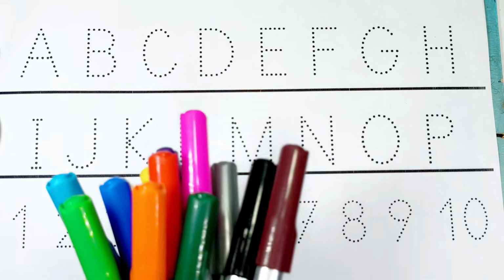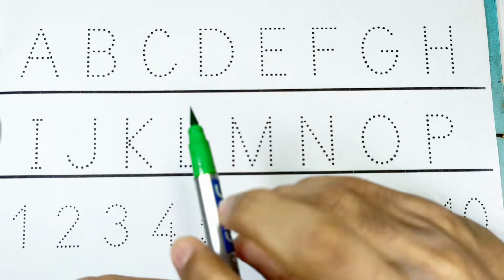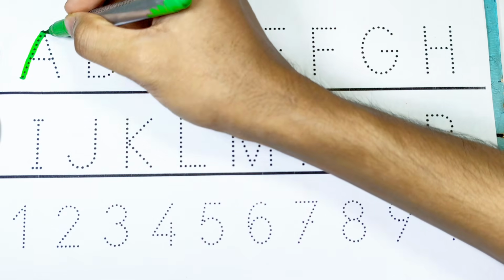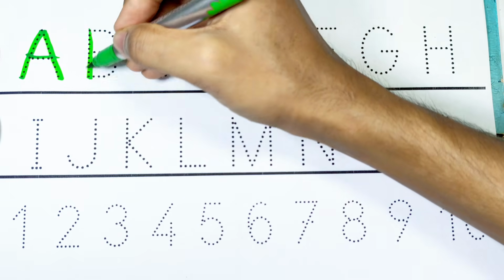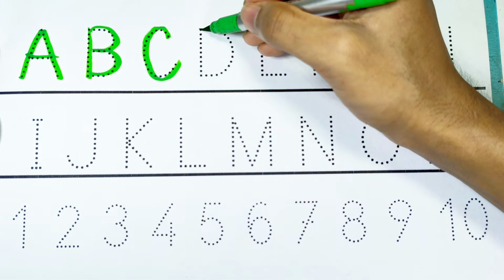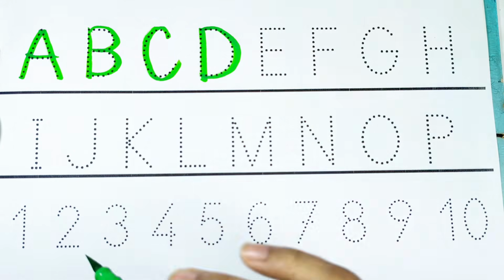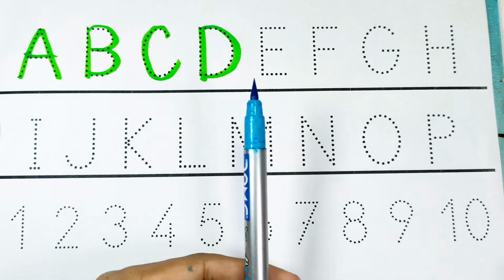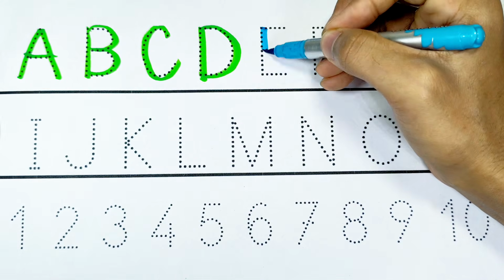Now we're writing alphabets. Light green color, the alphabet A. The next one is B. C for cow, C for cat. D. D for dog, D for doll. Stay with us. Now we're using the color sky blue.